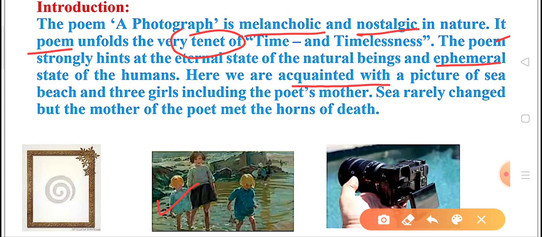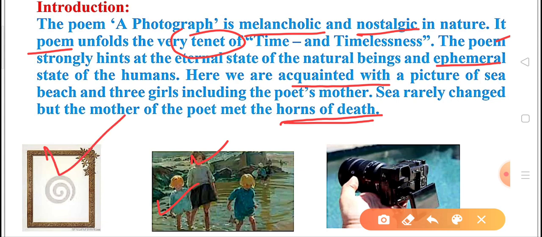And who is that one girl? This one standing in the center, the tallest of the 3. She is the poet's mother. She rarely changed, but the mother of the poet met the horns of death. She suffered the pangs and pain of death. She is eternal, but mother was mortal. That's why she died.